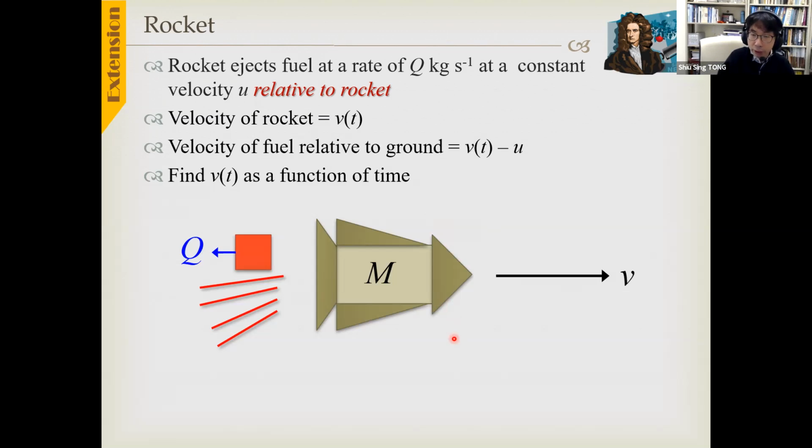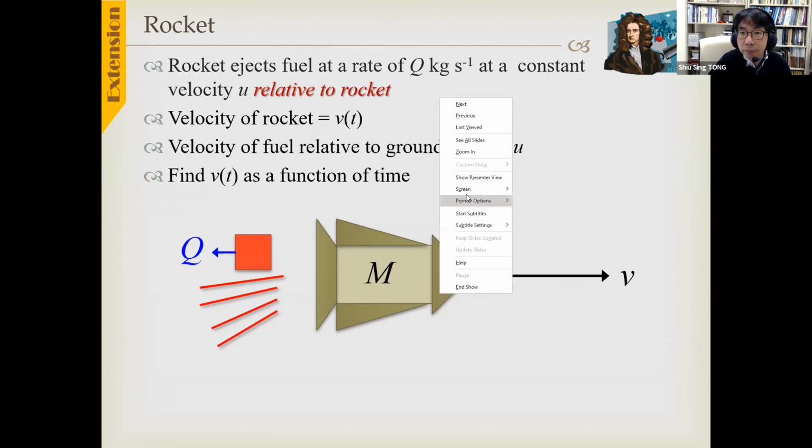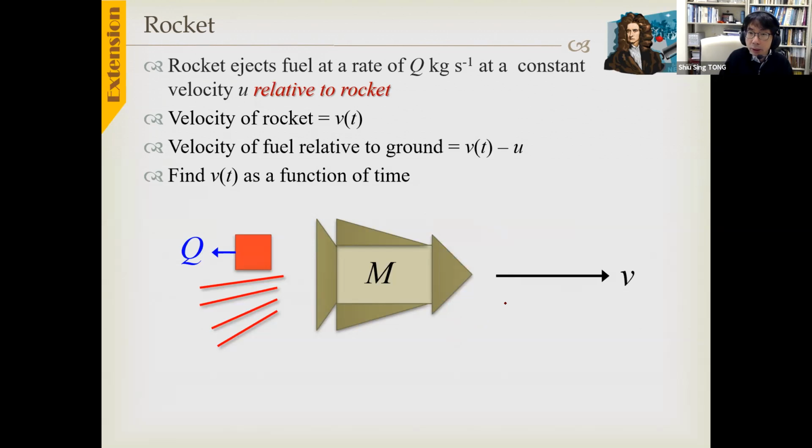So we actually define it like this. This is the positive direction. So minus u is the velocity relative to the rocket. And if I want to find the velocity relative to the ground observer, then I have to add this velocity to the velocity of the rocket itself, right? So that's why I add v to minus u, and I get this value.